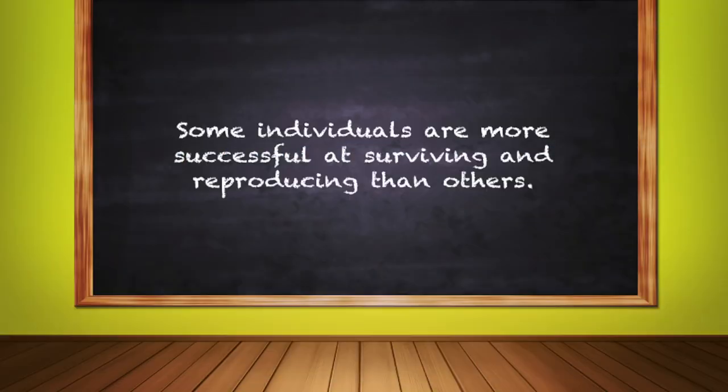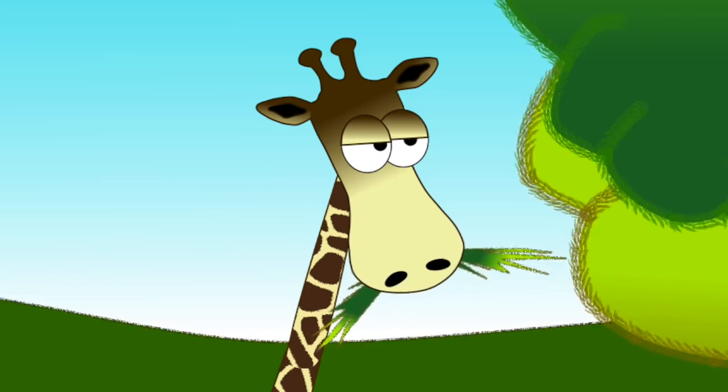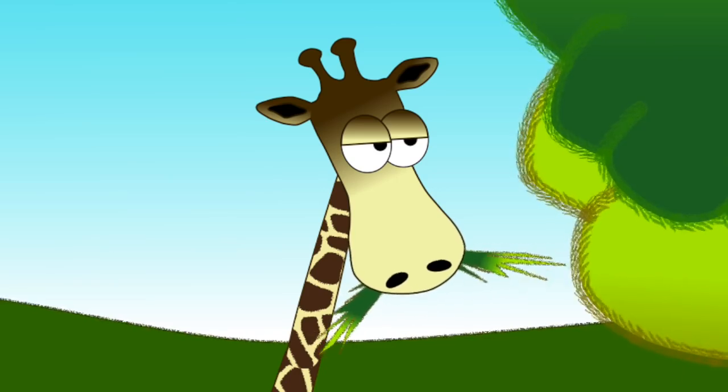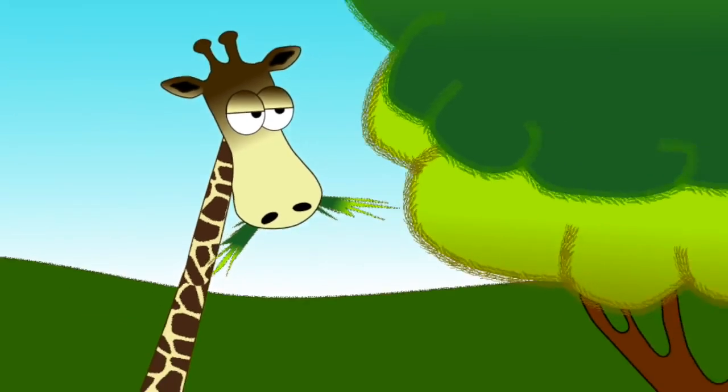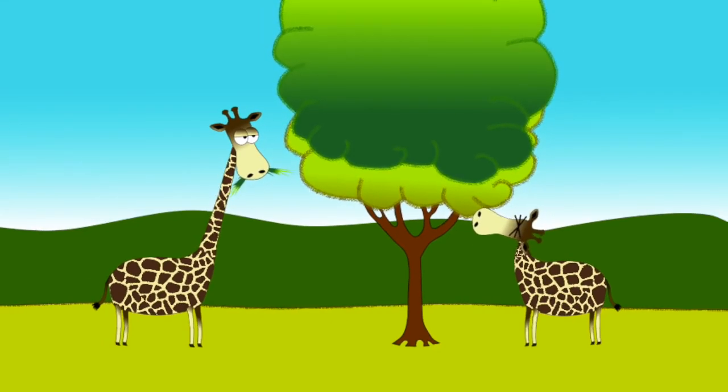Condition number 3. Some individuals are more successful at surviving and reproducing than others. In the case of our giraffes, the long neck individual did not acquire its neck by stretching to grab the leaves. Instead, individuals within the population were born with the neck length that was longer than others. Because the longer neck allowed them to reach the food that was otherwise unattainable, it gave them an advantage.